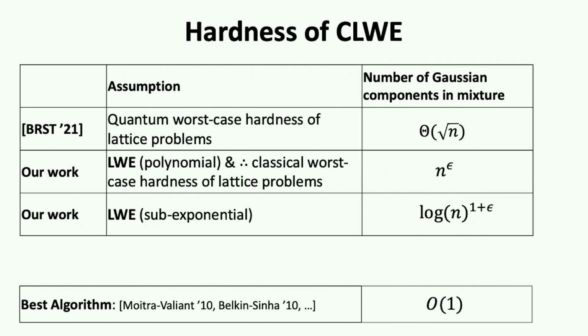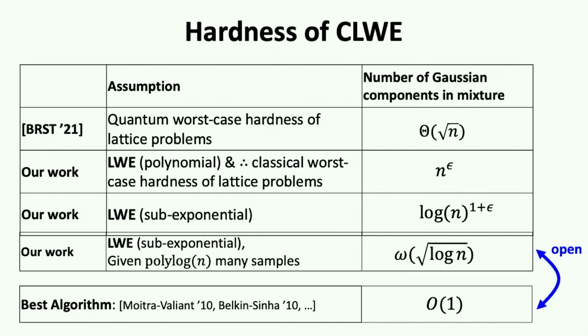And if you're willing to make a stronger assumption, which is sub-exponential, 2 to the n to the 0.99 hardness, then you get hardness of learning log n Gaussians, superposition of log n Gaussians. Yeah, and the best known is constant. Really, where is the truth? I don't know.